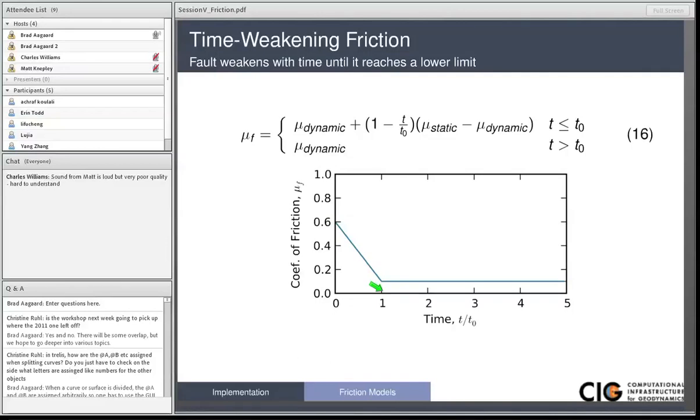Time weakening friction looks a lot like slip weakening friction, only now, instead of slip over a nominal slip value, we have time over some non-dimensional time constant T0. So instead of the coefficient of friction decreasing linearly with slip, now it's decreasing linearly with time.